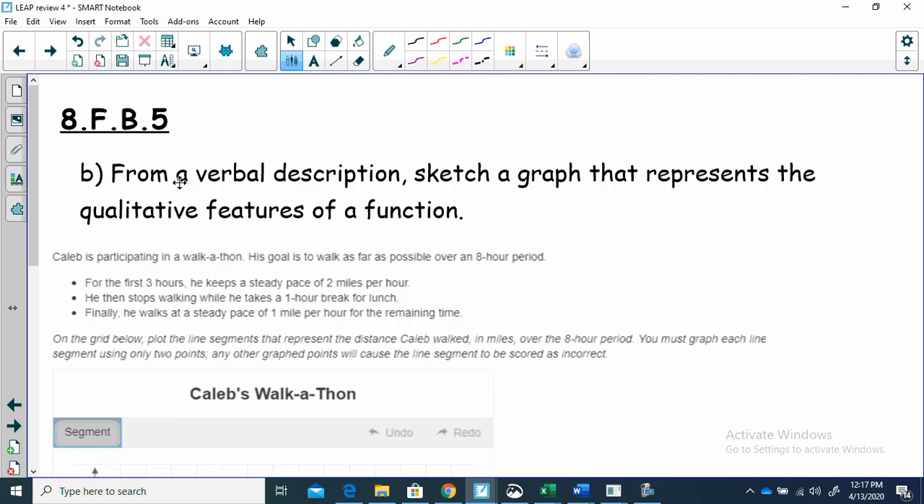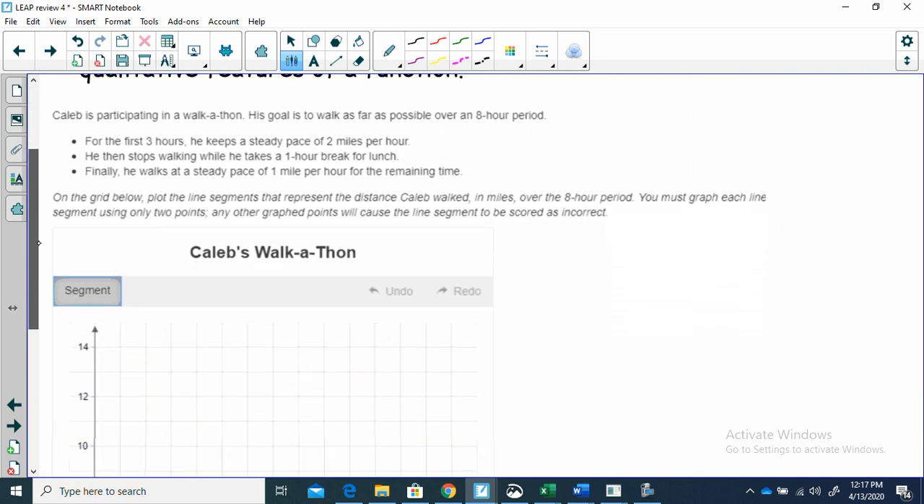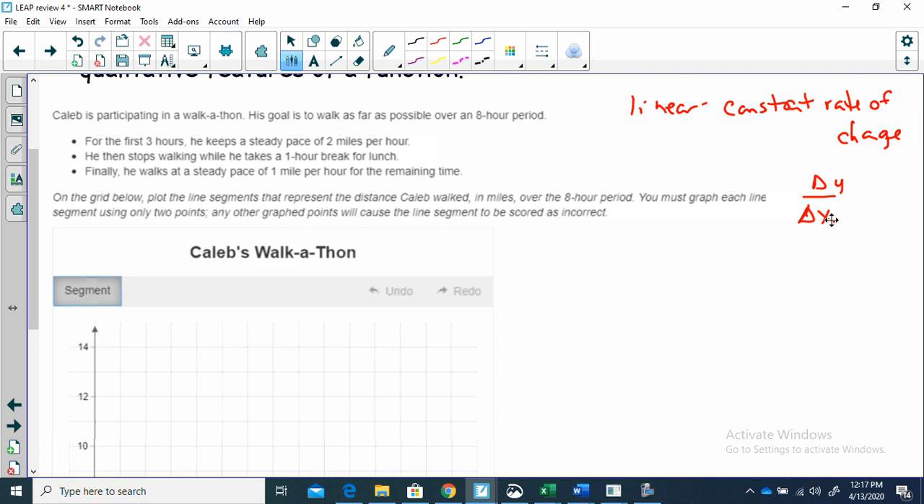The second part of the standard says, from a verbal description, sketch a graph that represents the qualitative features of a function, not numeric, but the qualitative. Is it going up? Is it going down? Is it linear? Is it nonlinear? If it is linear, then you're going to have a constant rate of change, because a constant rate of change means a slope that doesn't change, right? The slope stays the same. The change in y over the change in x is the same everywhere. That would be a constant rate of change.